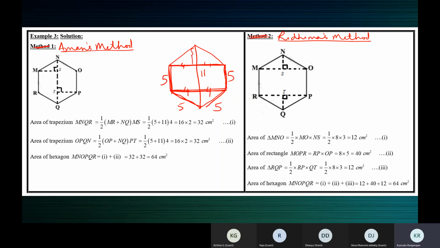Now, to compute the height of the triangle, what is this full thing? 11, right? The length of the segment is 11. And from 11, how much is this one? 5 centimeters. 11 minus 5 is 6. So 6 divided by 2 is 3 here and 3 here. This one is 5, because in a rectangle opposite sides are equal. If this is 5, this also will be 5. Okay.